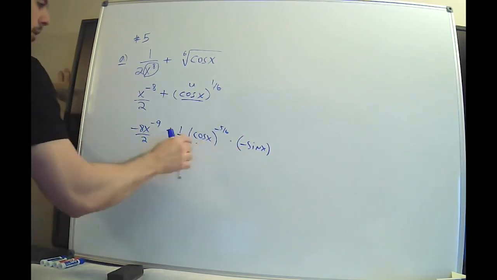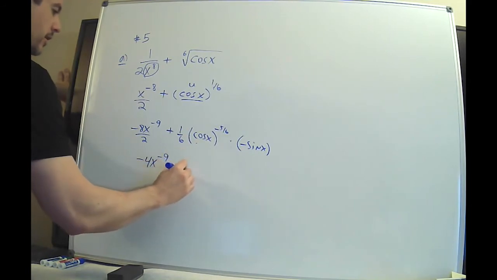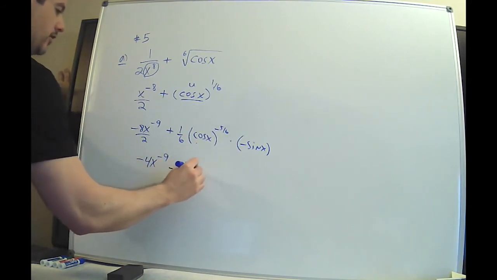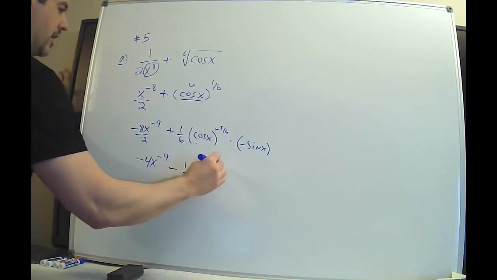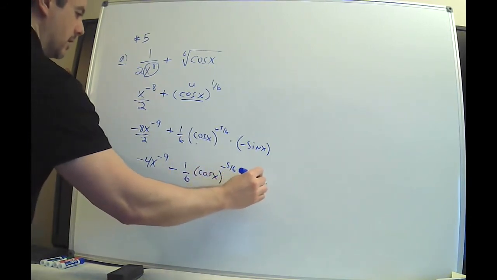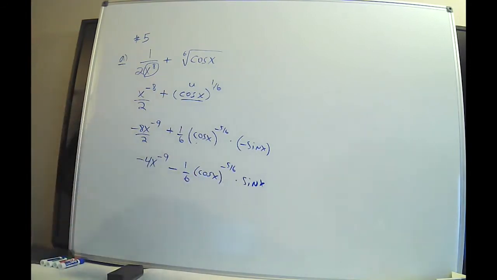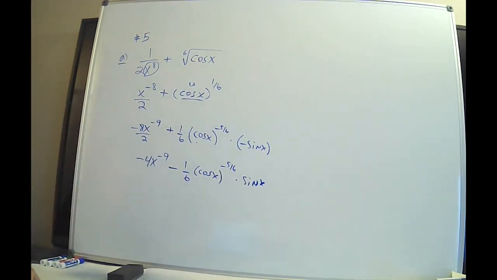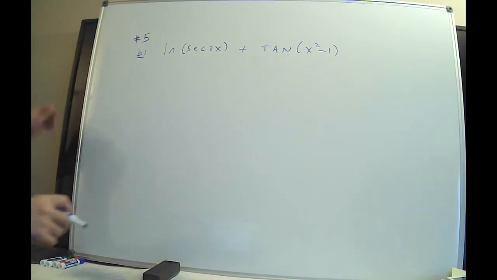I mean, if you want to, you could put that in the front, but you can leave it the way it is. So it's -1/6 cosine x, -5x times sine x. Like I said, you could put that in the front if you wanted to. All right, so this is 5b.